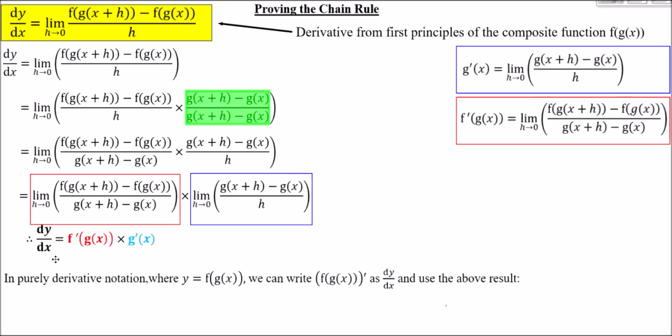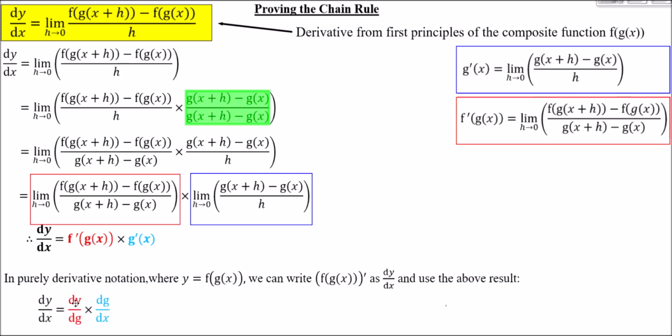However, it's normally written in derivative notation. So in purely derivative notation, where y is f of g of x, we can write the derivative of that, f of g of x all dashed, dy by dx, and use this above result. So here, we're differentiating f, and y is in terms of f, but we're differentiating with regards to g of x. So this bit in red is df by dg. G dashed, though, we're differentiating with respect to x. So g dashed of x means dg by dx. So we get this result here.